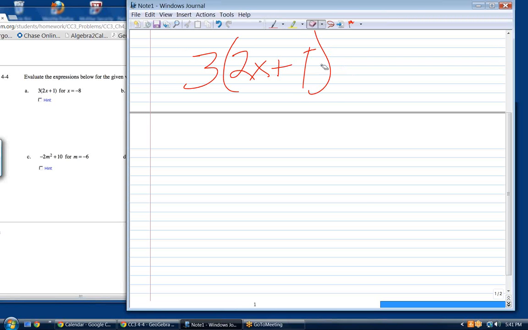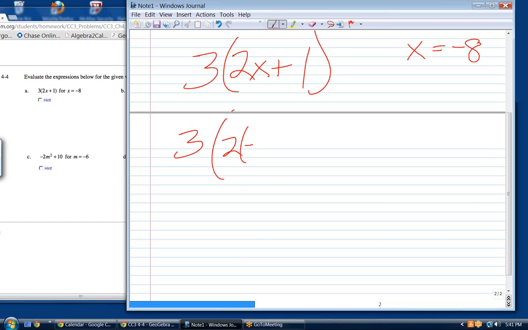So what they want you to do is evaluate this expression when x equals minus 8. So how are we going to do that? So do you rewrite the equation? You plug in minus 8 for x. That's all you do, and then solve it. So it would be 3 times 2 times minus 8 instead of x, plus 1. And now simplify that expression.